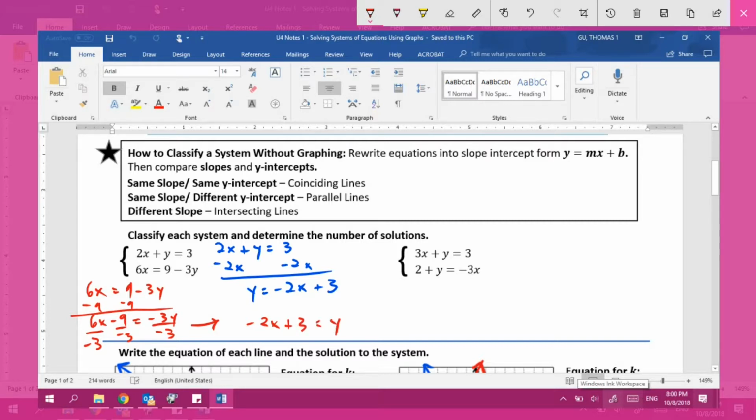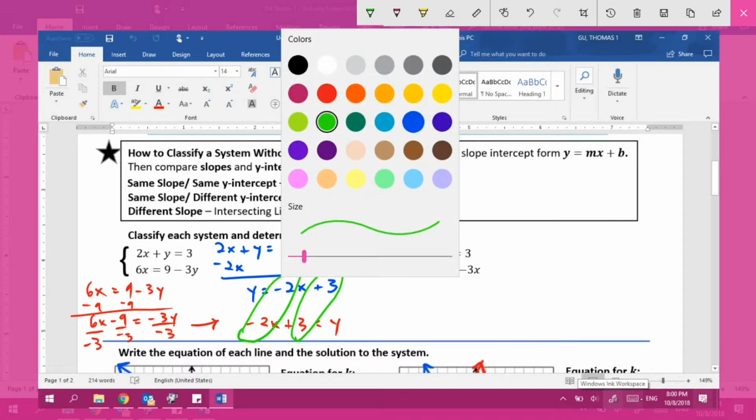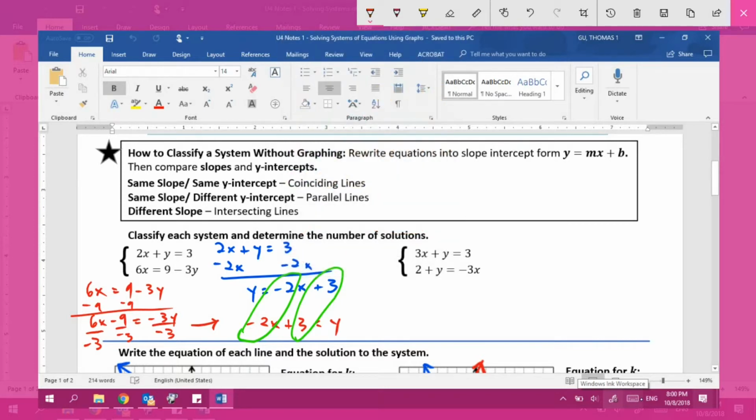So, oh my goodness, we can see that we have the exact same slope. Look at the slopes here. Negative 2 and negative 2. And we got the exact same y-intercept, positive 3 and positive 3, which means these are coinciding lines, which means how many solutions are there? There is an infinite number of solutions. And it is going to be dependent.